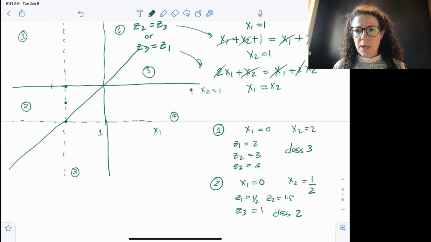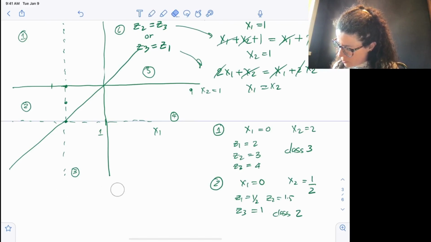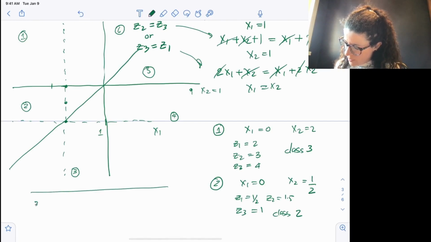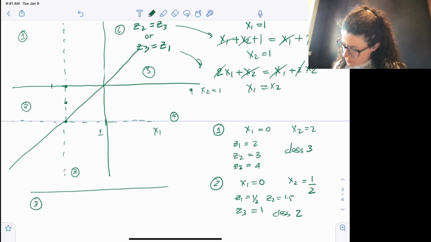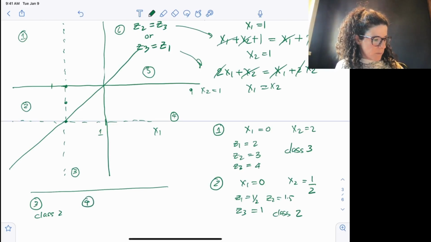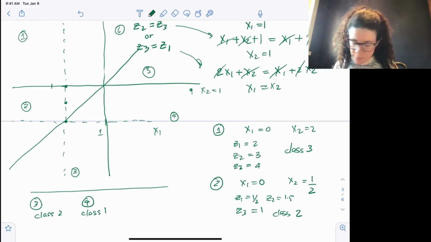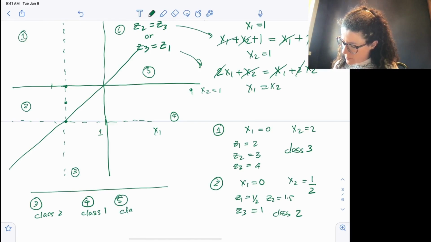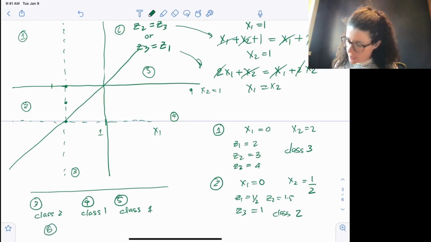Okay, I am going to let you finish this computation. I am going to tell you what I get, so let me know if this is similar to what you get. I get that region 3 gives me class 2 as well, region 4 gives me class 1, region 5 gives me class 1 as well, and region 6 gives me class 3.